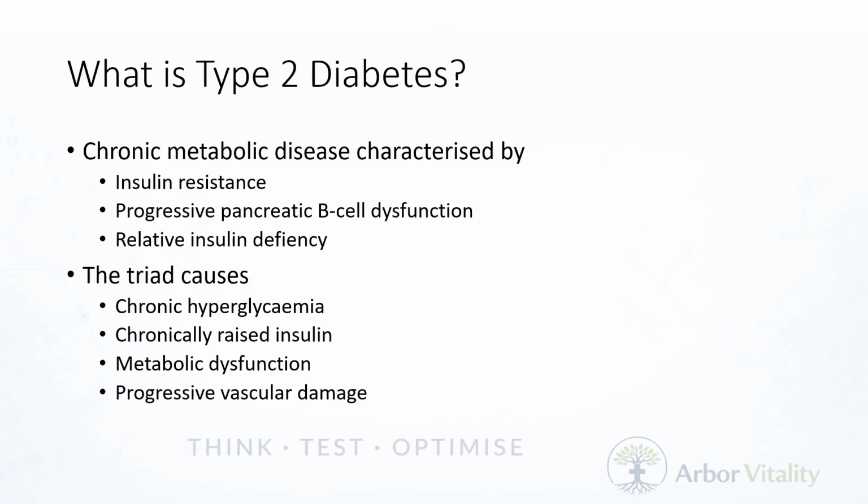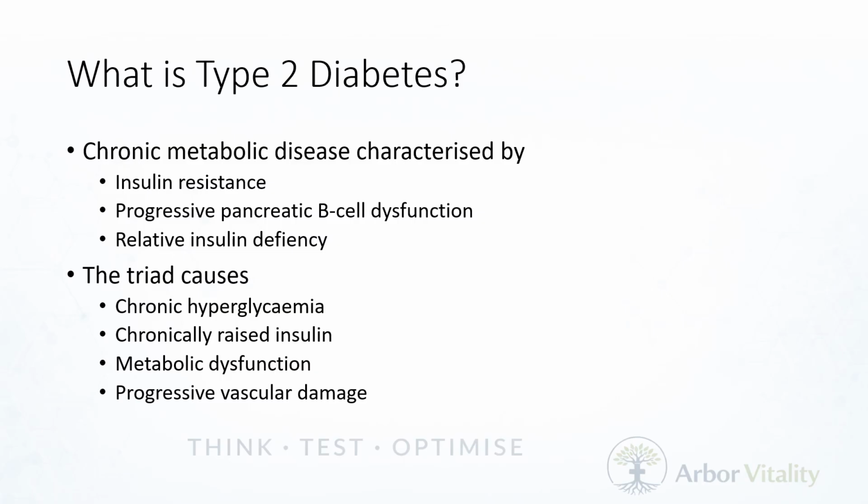So what is type 2 diabetes? It is a chronic metabolic disease characterized by typically a triad of insulin resistance, progressive pancreatic beta cell dysfunction, and relative insulin deficiency. You'll understand all that in a moment.